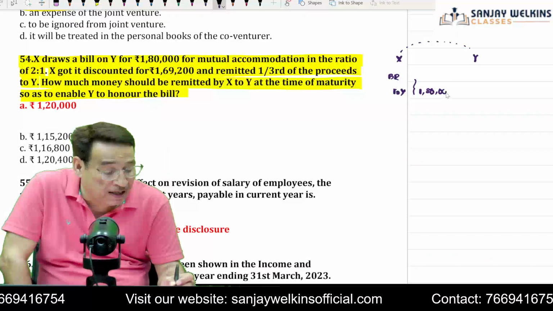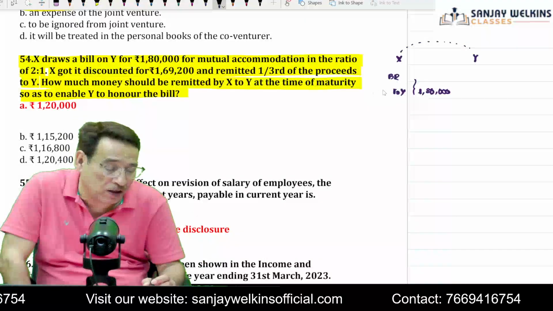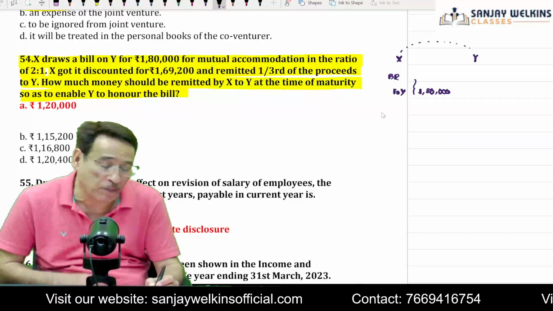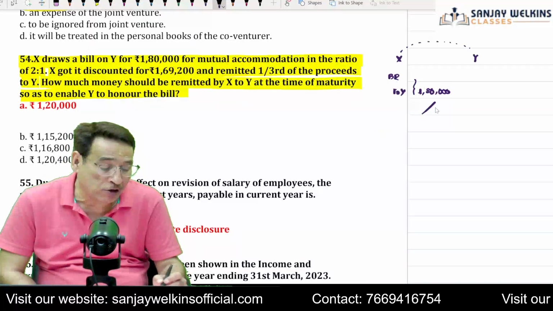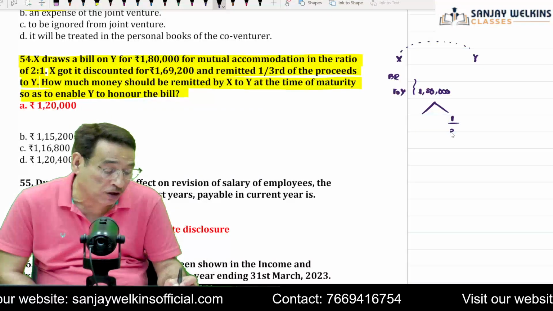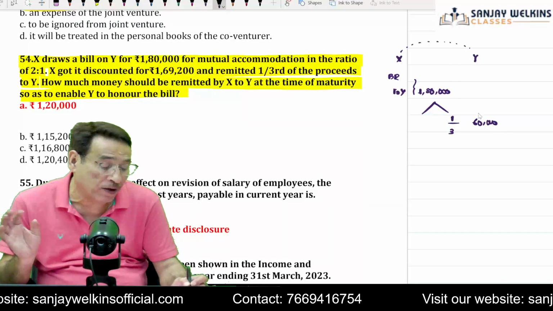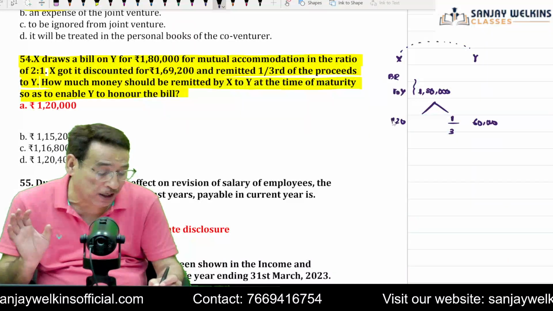The basic idea is that I have drawn a bill upon you and you are going to accept it. I will receive the bill. Now I will discount it from the bank. Now I got the bill discounted from the bank and now we have got the cash. So whatever cash which we have got, it is given in the question that 1/3 has been remitted to Y. That means 60,000 worth of cash will be given to Y and 1,20,000 will be kept by X.